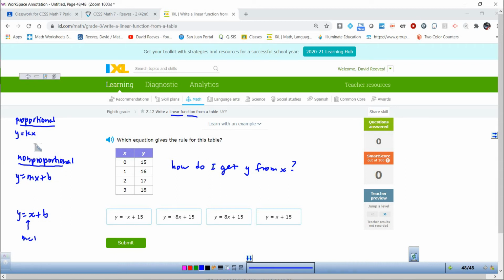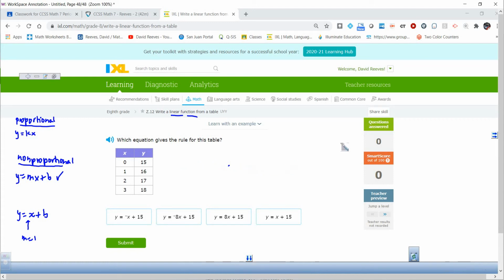So some of these ones at the beginning are going to be a little easier, and as we go on, as usually is the case with IXL, it will get more challenging. So again, how do I get y from x? Can I just add or subtract? Can I just multiply, or do I need to do this combination of multiplying and then adding or subtracting?